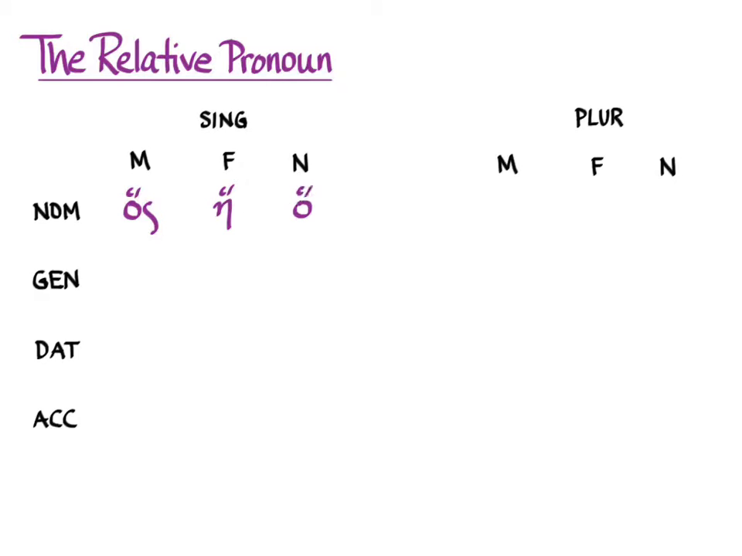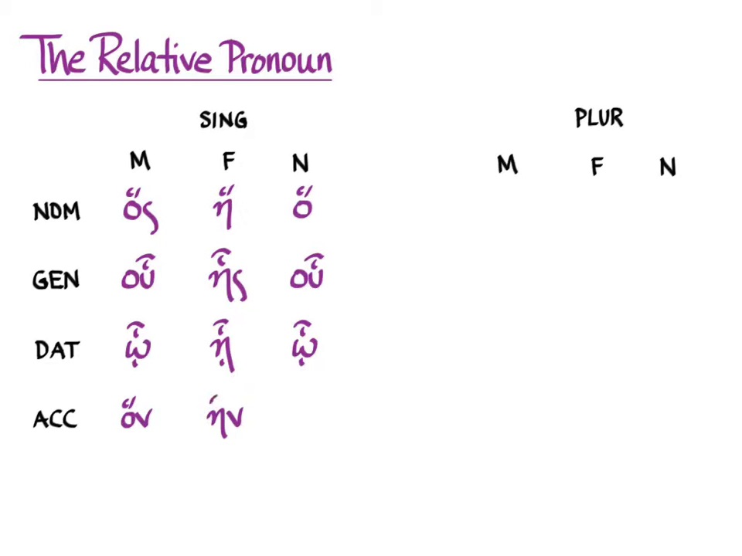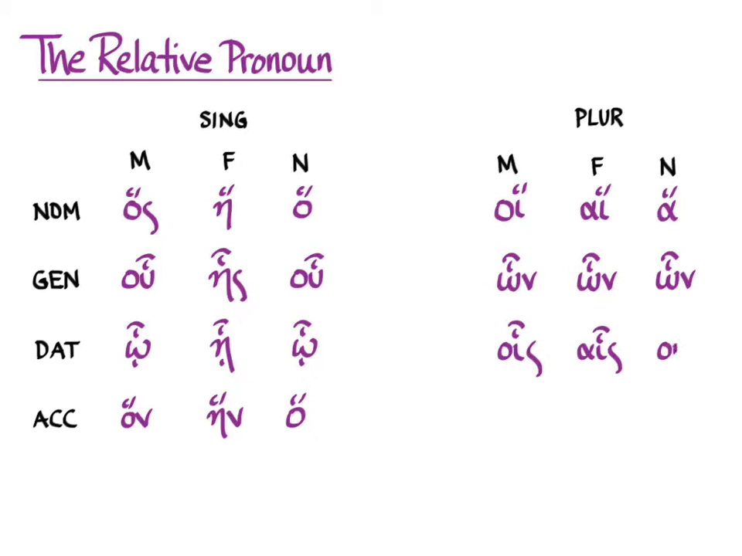Hos, he, ho. Hou, has, hou. Ho, he, ho. Hon, hen, ho. In the plural, hoi, hai, ha. Hon, hon, hon. Hois, hais, hois. And hous, has, ha.